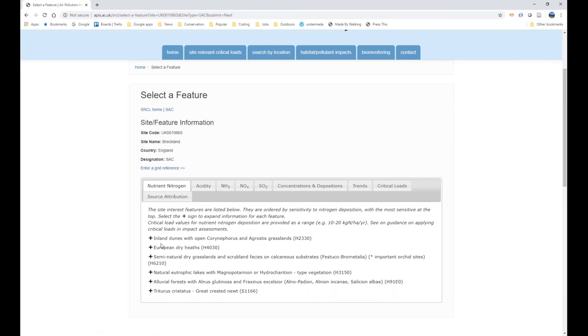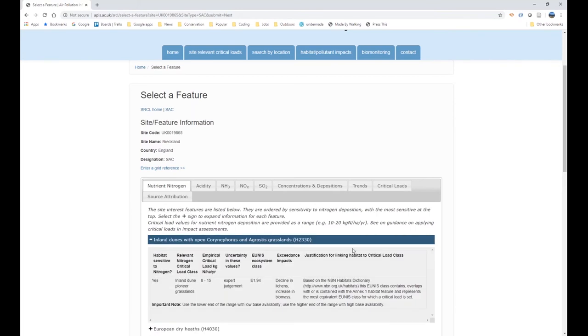Which feature would you like to look at, Bev? Can you see? It's the inland dunes, probably, my sense. Inland dunes. So they are ordered in sensitivity to that pollutant, so the order might change on there. And we click on the little plus sign, and it tells you how sensitive it is to nitrogen, and what the critical loads are. So those numbers we were talking about, in this case, are based on expert judgment, but sometimes it says they're quite reliable, and that's based on field study data.